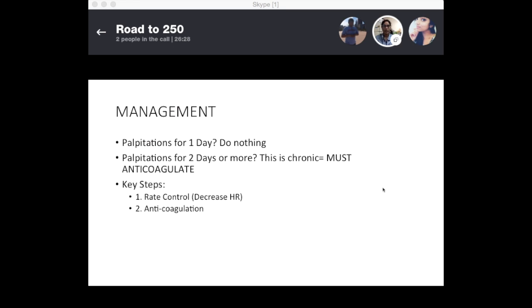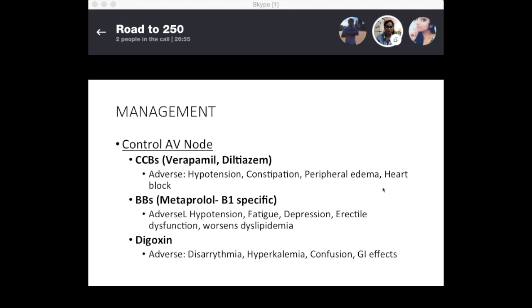If this patient has only had palpitations for a day, then we're going to do nothing. However, if the palpitations have been consistent for 2 days or more, we're going to consider this chronic, so greater than 48 hours, and we must anticoagulate the patient. The key steps we want to take are, first, rate control, so decrease the heart rate as it is at 125, and then we're going to anticoagulate.